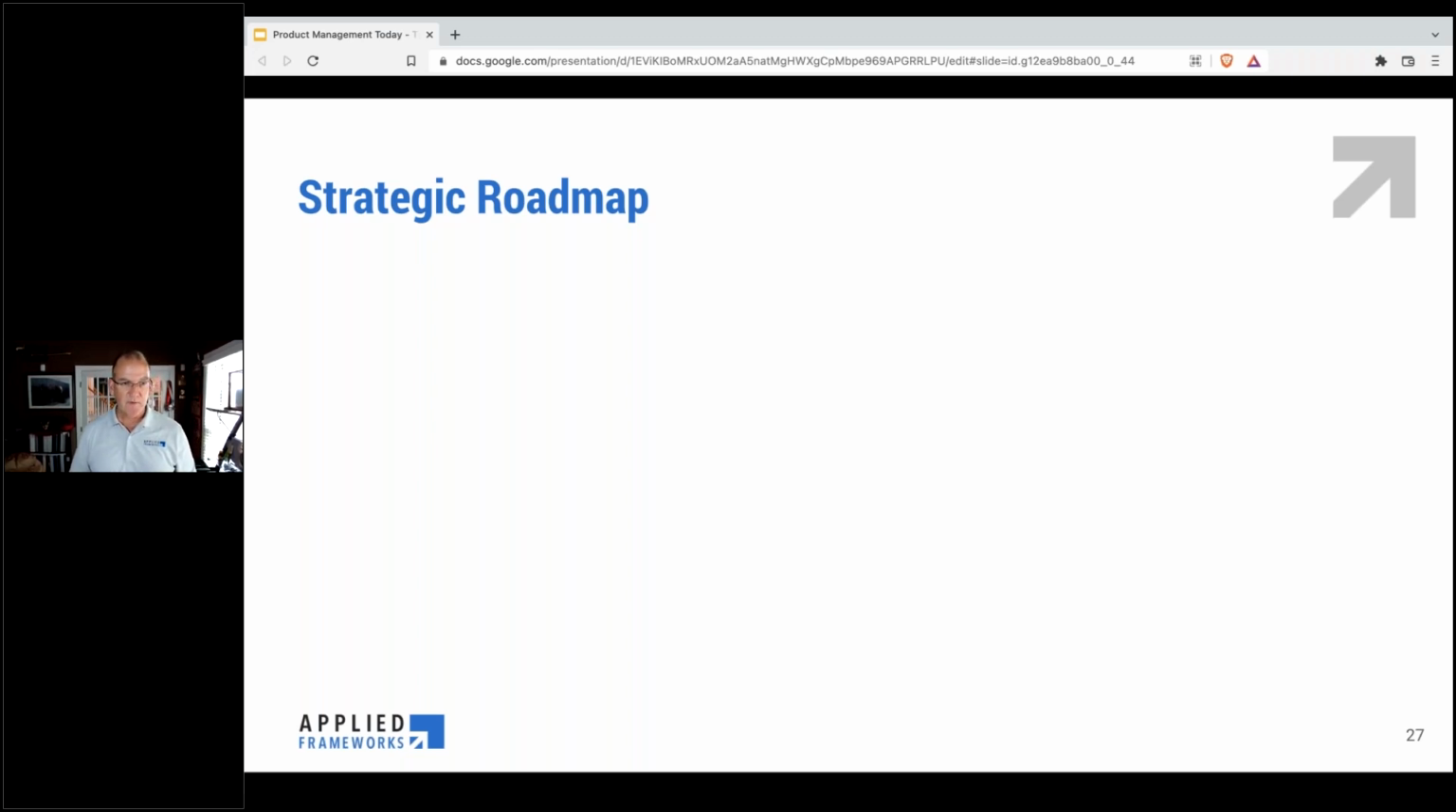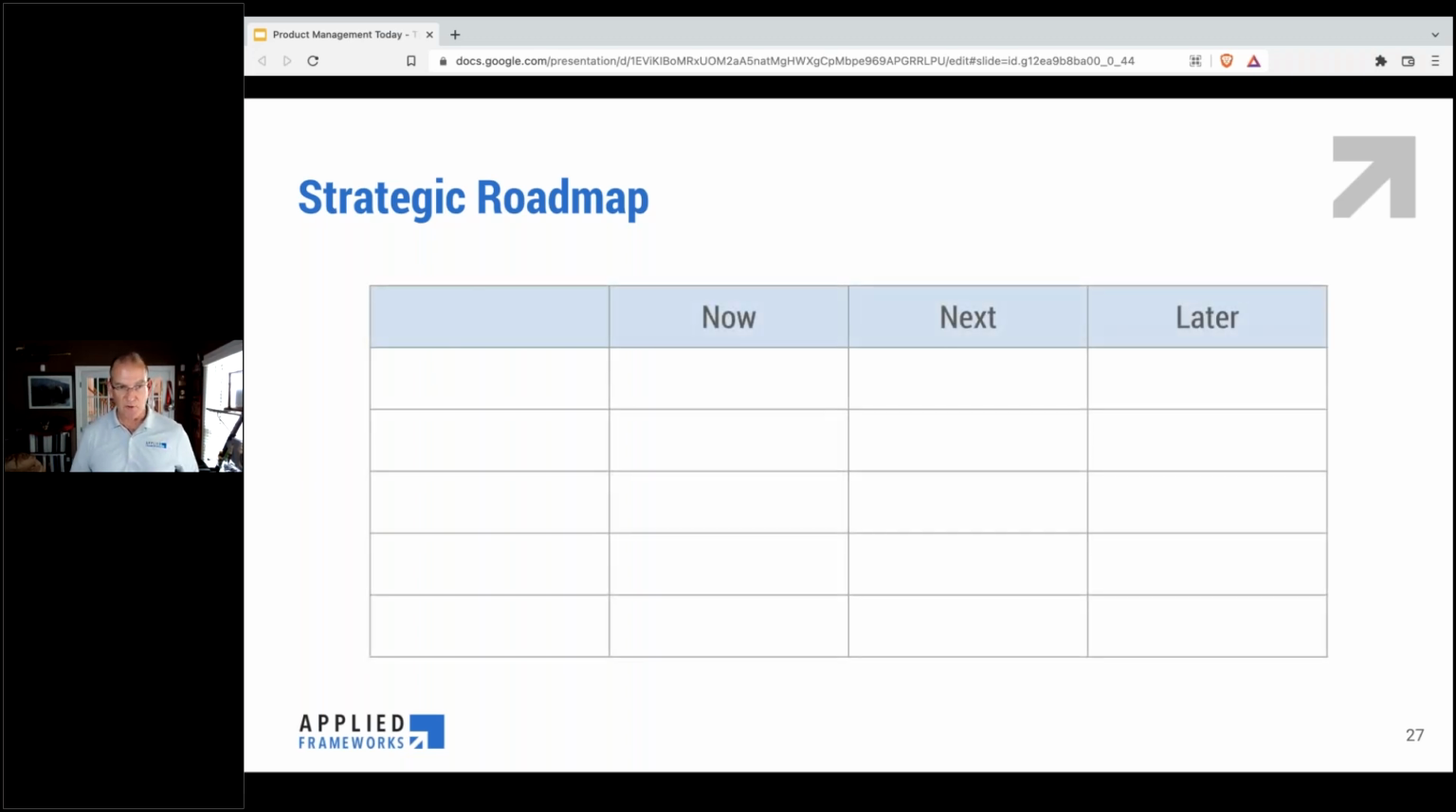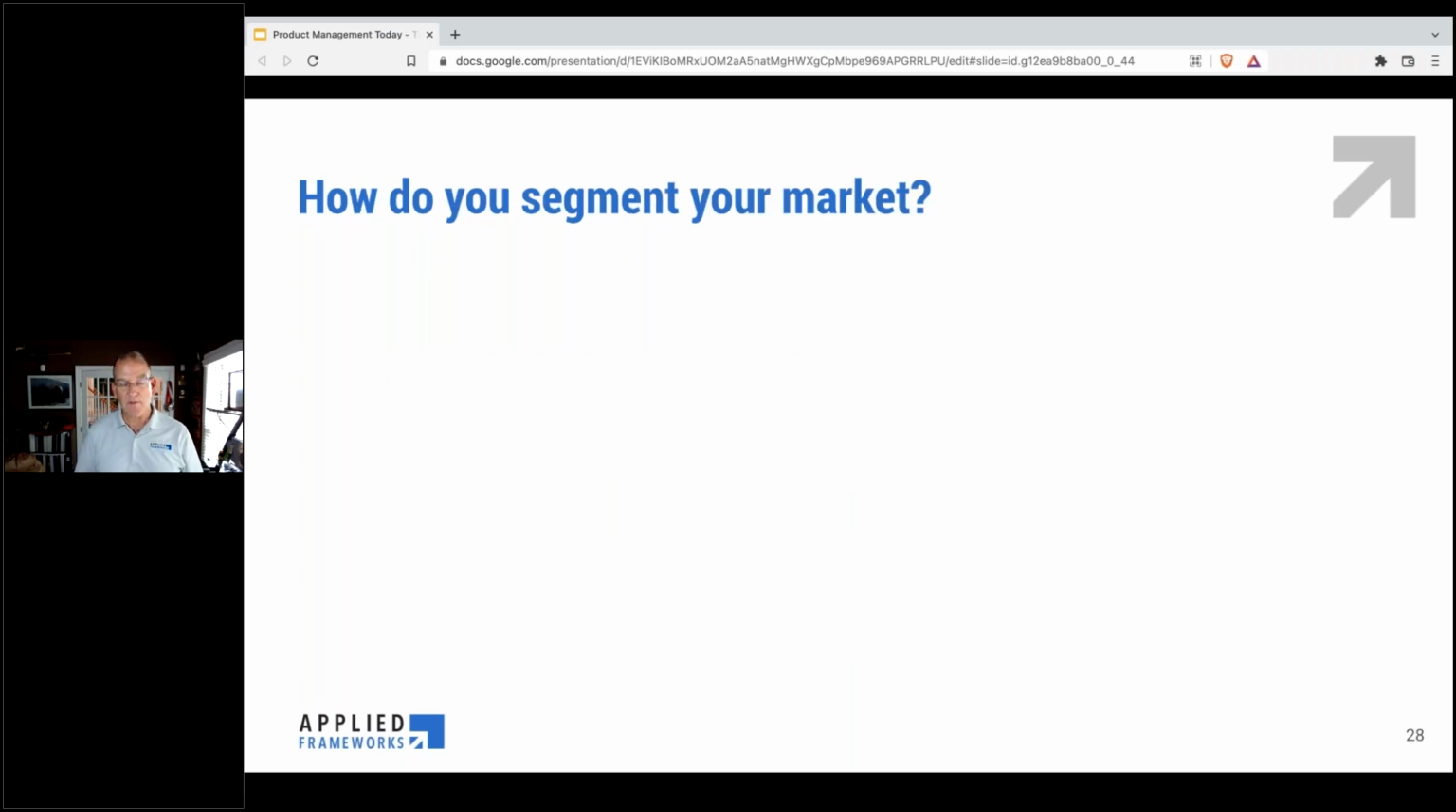I want to start with a fundamental grid, and there's many different ways to lay out the grid. This is a very popular way. We're not tied yet to specific time frames, where we just have simply a now, next, and later, which sort of establishes enough time-space relationship without trying to lock into a particular deadline. But I want to start first with how we're going to segment the market.